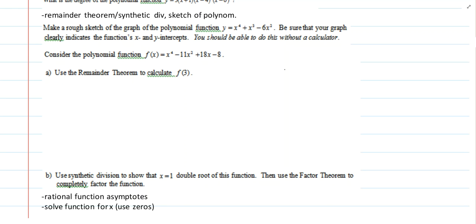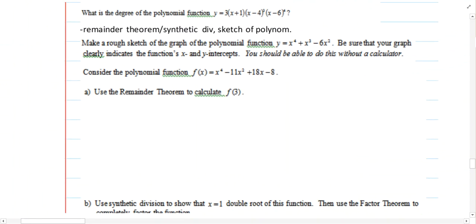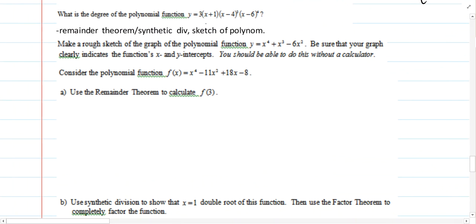I closed out that last video without closely looking at this particular question, so I want to revisit it real quick before we move on to the rational functions. So much like we were asked to do in our Unit 5 exam, you're given a polynomial function and you need to make a sketch of the graph, which in and of itself isn't all that challenging, but what I wanted to remind you of was this component here, the remainder theorem, how it's used to calculate f of 3.